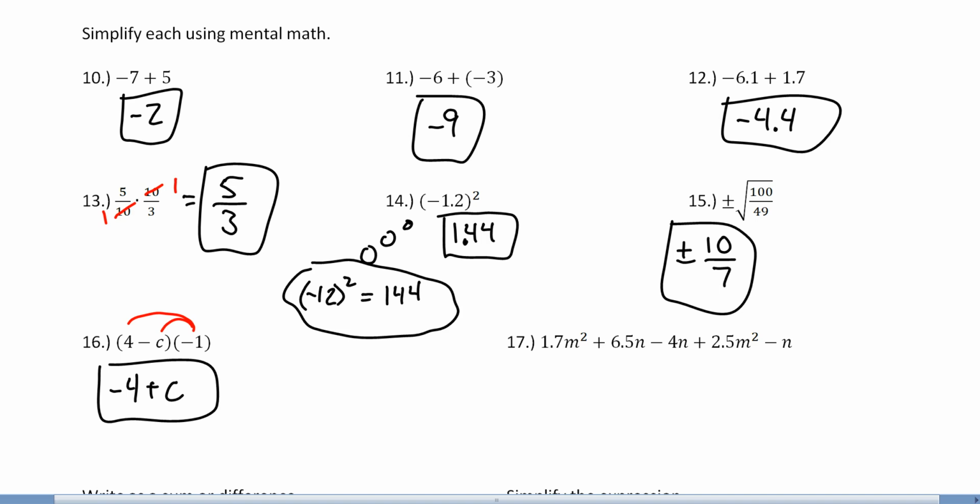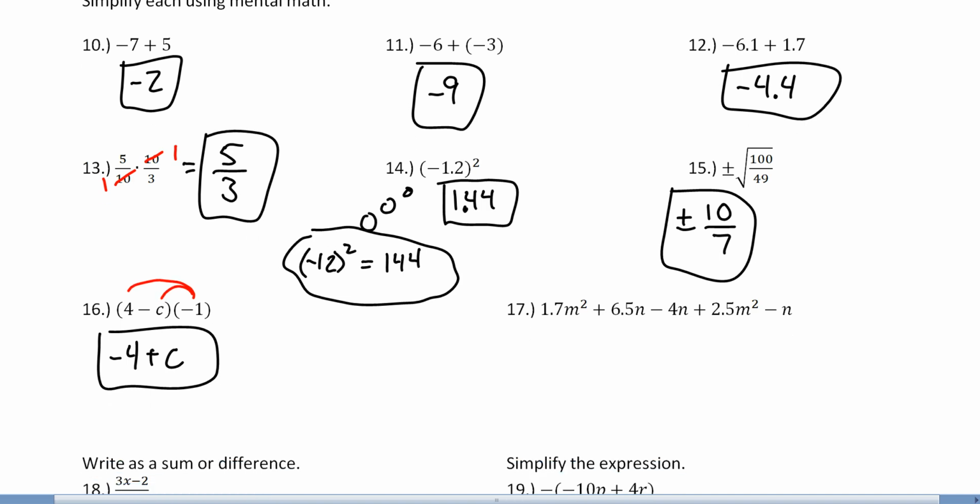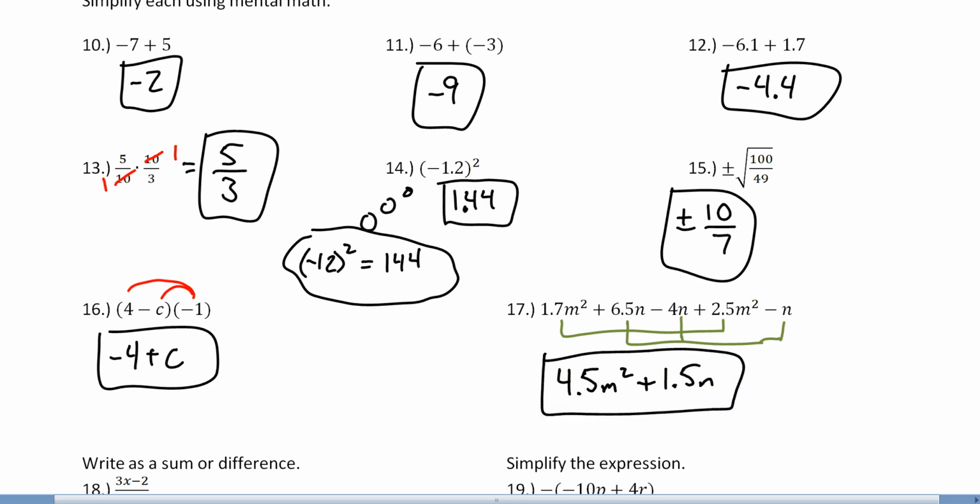This one, we're simply combining like terms here. When we look at this, the m squareds are like terms, so I'm going to add those together. And then the n's are like terms, so I'm going to add those together. There's actually a third one in here. And so again, I'm just combining these like terms. The 1.7 and the 2.5 gives me, let's see, a 4.2. The variable part stays the same, so 4.2 m squared. The n's, when I add these together, the first two, the 6.5 and the negative 4, give me a 2.5. And then the minus 1 gives me a 1.5. And again, it just stays as an n. Okay, so just combining those like terms.